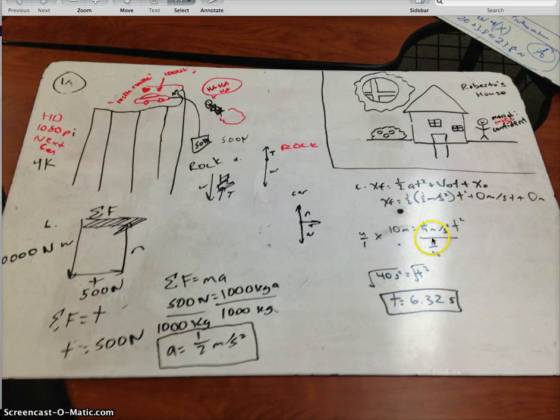So we get 1/4 meters per second squared t squared. So we divide by 1/4, which means that we have to multiply by the reciprocal, which is 4. So 40 meters, you're right, yeah, 40 seconds squared equals t squared, square root of t, and our final answer is t equals 6.32 seconds.